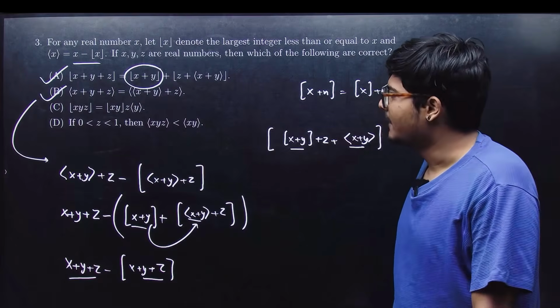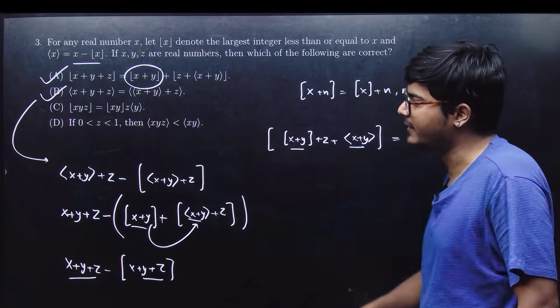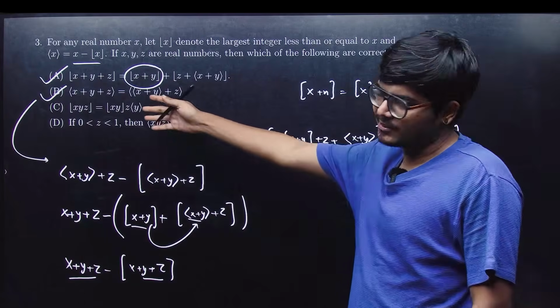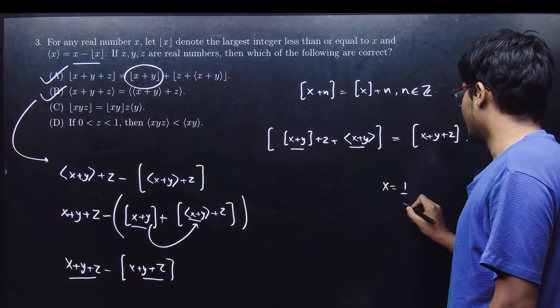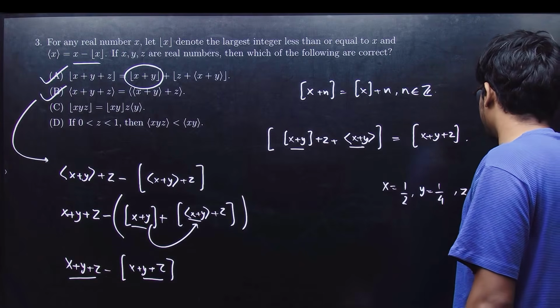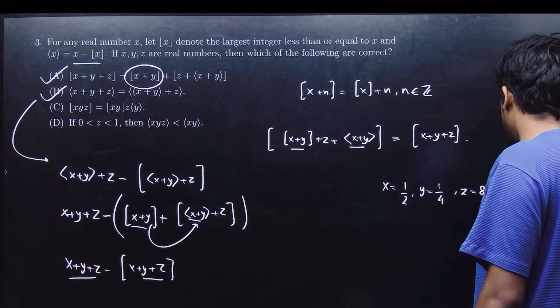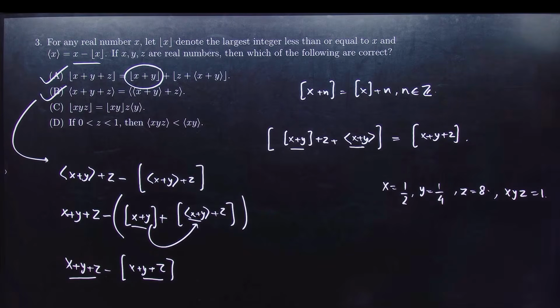Coming to option C, box of xyz is equal to box of xy times z times fractional part of y, right? So this clearly looks like it's supposed to be incorrect, right? And we can take a very simple counterexample. Take x equal to half, y equal to 1 by 4, and say we take z equal to 8, right? Then xyz is going to be 1, so the box of xyz is going to be 1. So left hand side is equal to 1.